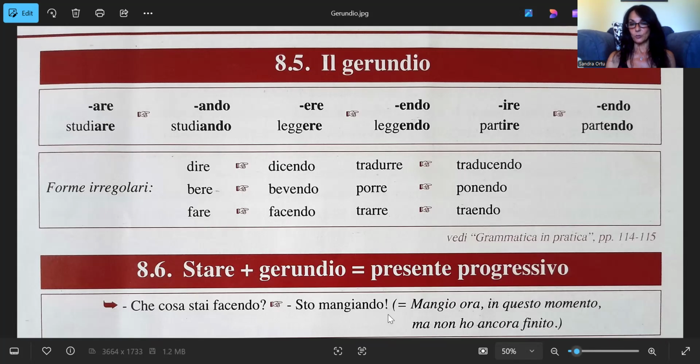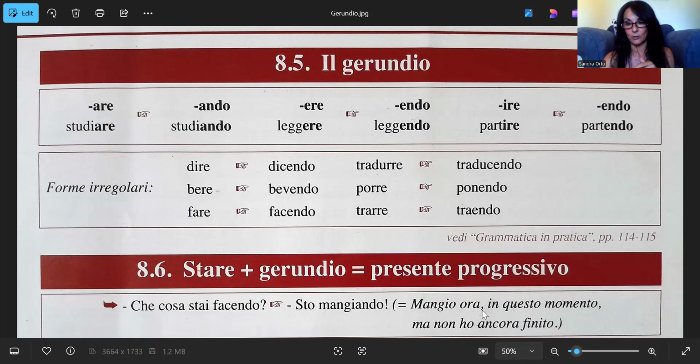What does it mean? So when do we use this tense, this presente progressivo? In Italian, we use it only when we are doing something exactly now. And in fact, here in brackets, we say mangio ora. I eat now.